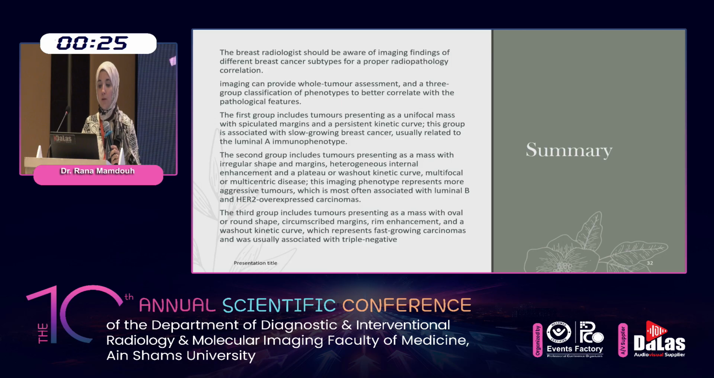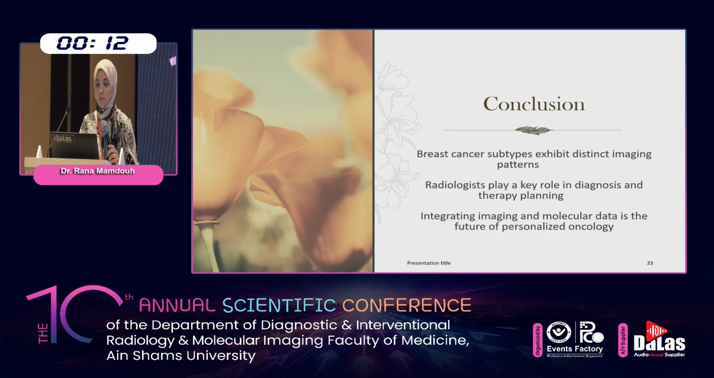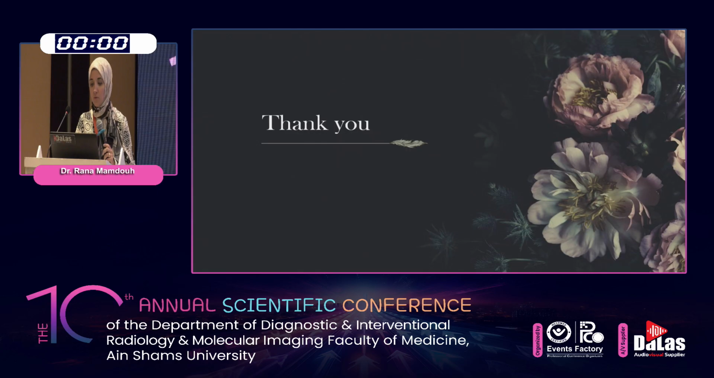The third group is a well-defined mass lesion, oval or rounded shape, circumscribed margin, rim enhancement, and washout kinetic curve, and represents fast-growing carcinoma, usually associated with the triple negative subtype. Breast cancer subtypes exhibit distinct imaging patterns, and radiologists play a key role in diagnosis and therapy planning, integrating imaging and molecular data in the future of personalized radiology. Thank you.